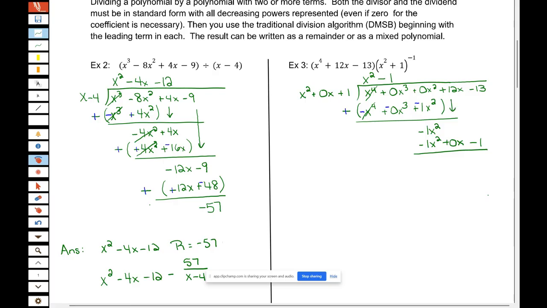Okay, I'm going to have to bring down the next two terms here. And then I'm going to subtract the entire quantity, distributing my negative sign. And I am going to have these cancel. 12x minus no x is 12x. Negative 13 plus 1 is negative 12. Okay, so my answer to this one is x squared minus 1 plus (12x minus 12) over (x squared plus 1).